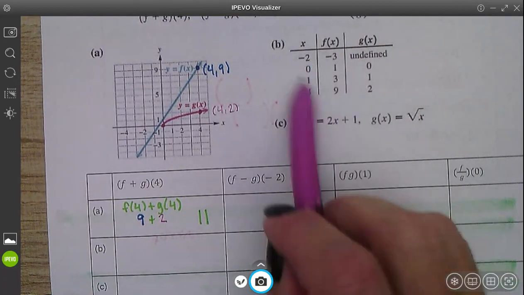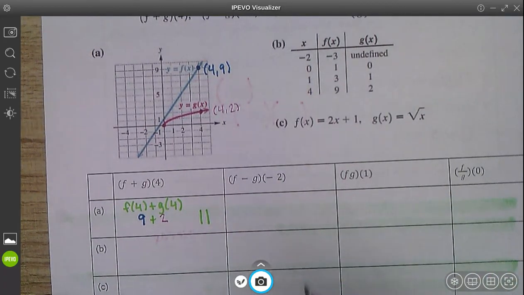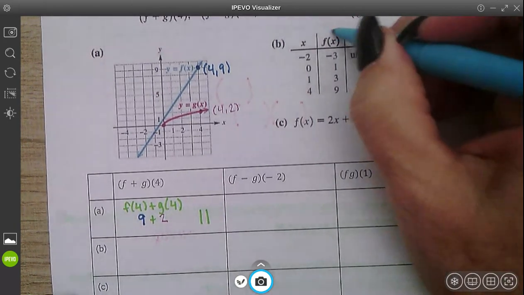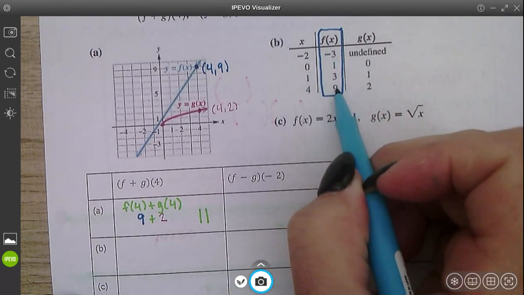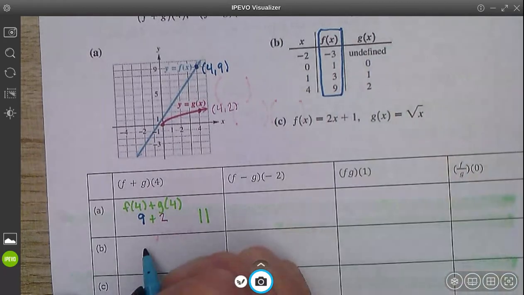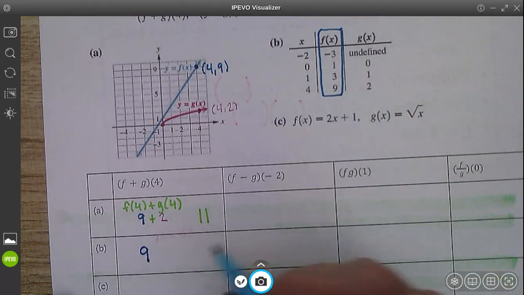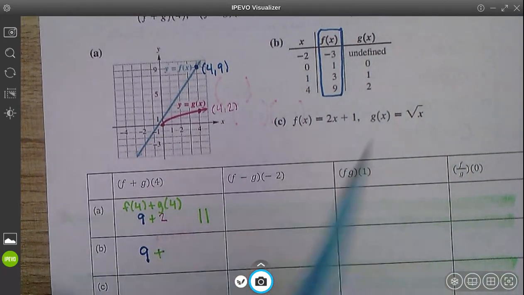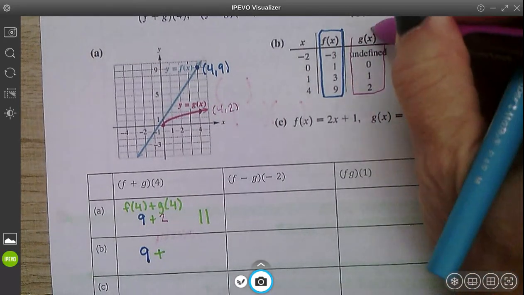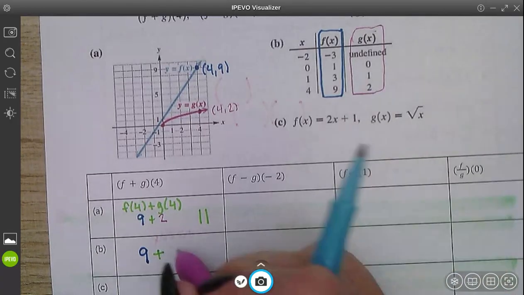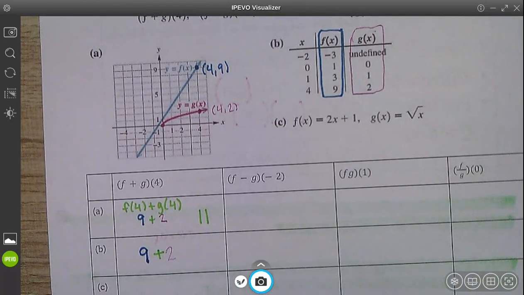What's that look like on the table? On the table, f of 4 plus g of 4, we'll just use those same colors. Here is f of x. So f of 4 would be 9. Oh, this is the same problem. 9 plus g of 4 is 2. So we still get 11.